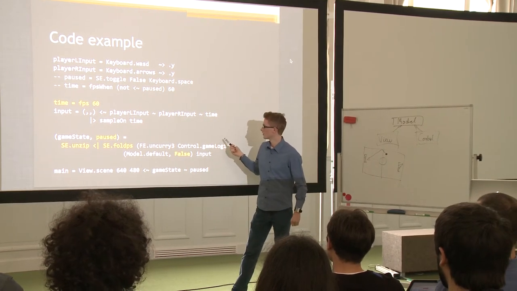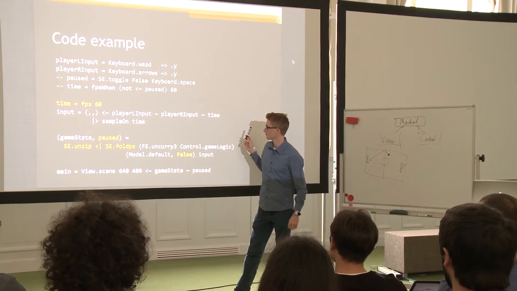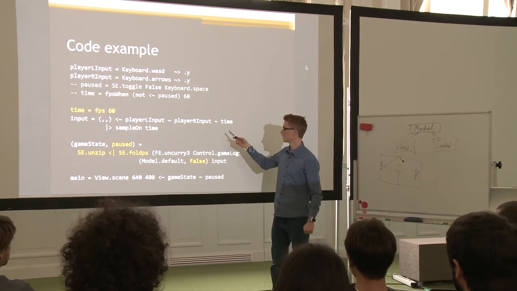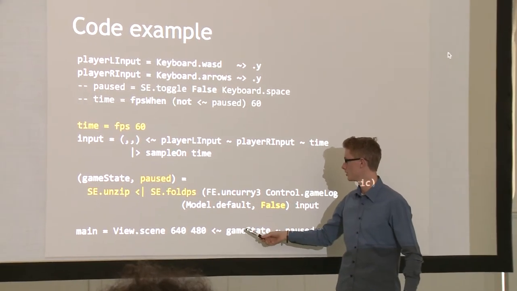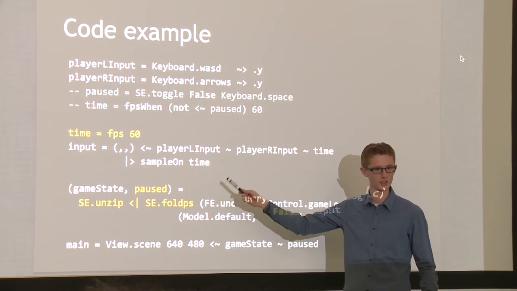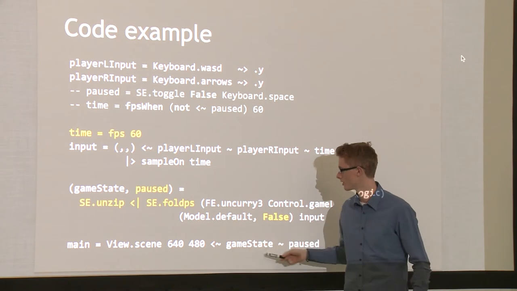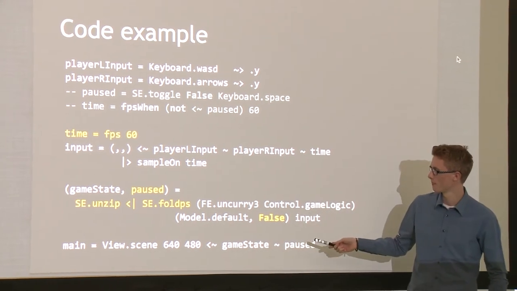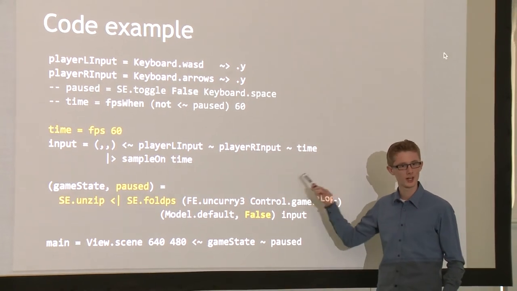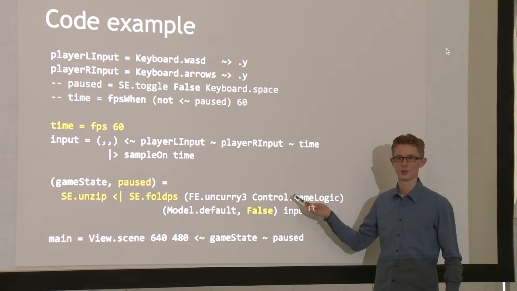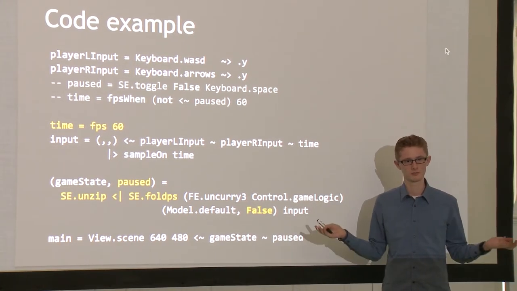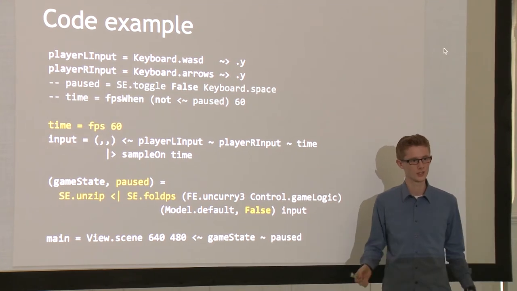So what you want to do over here is actually you want to keep the game state only when paused is false. So you actually also need to keep when over here. And then the folding function runs with every time step, even though the game logic already told the game to pause. But there's no way to just stop the time.